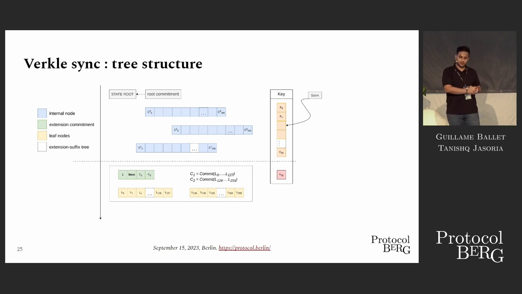So now, in Merkle tree, what we used to do was, when we do the range sync, we used to fetch the range of accounts and then insert into the tree and create the entire tree.